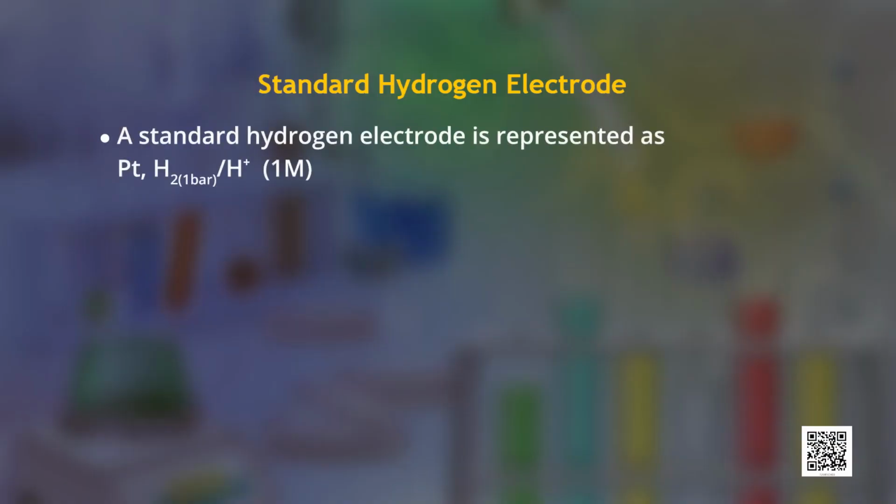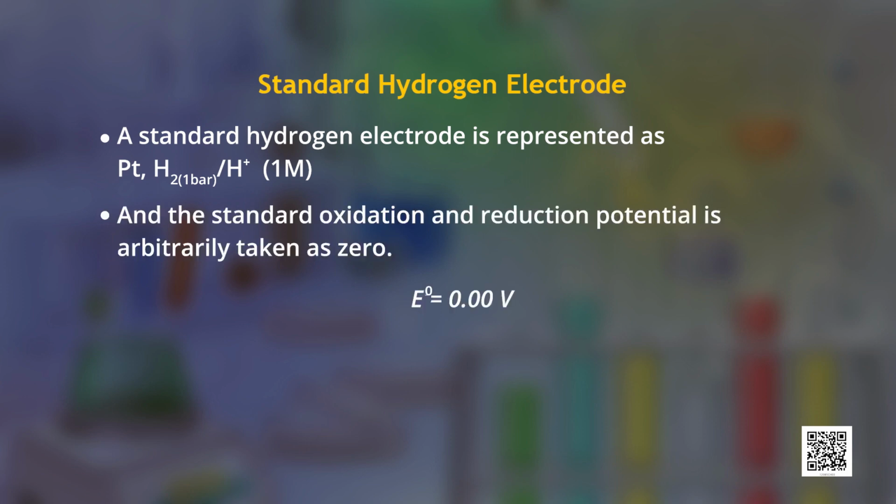A standard hydrogen electrode is represented as platinum, hydrogen gas at 1 bar, hydrogen ions with the concentration of 1 molar, and the standard oxidation and reduction potential is arbitrarily taken as 0. Let us find how to calculate standard electrode potential of an unknown electrode.